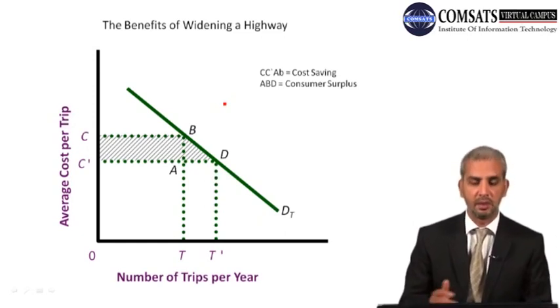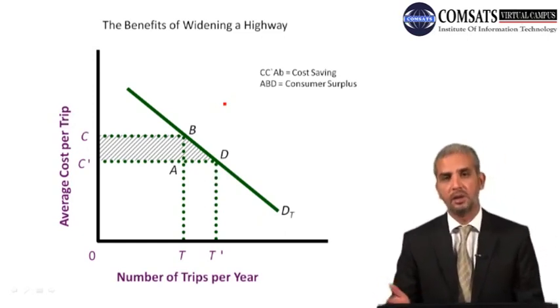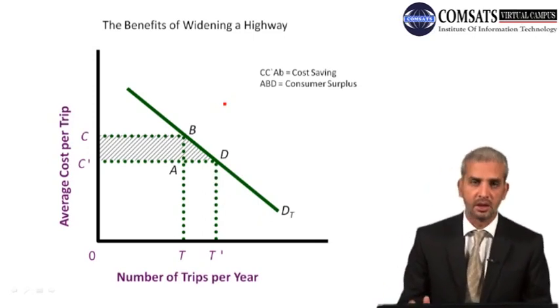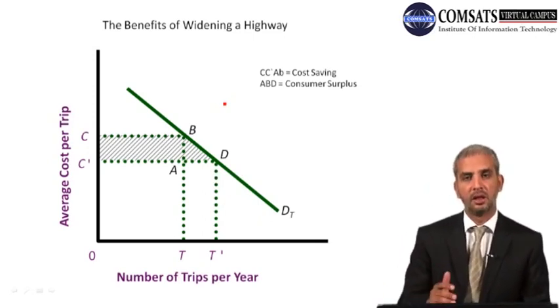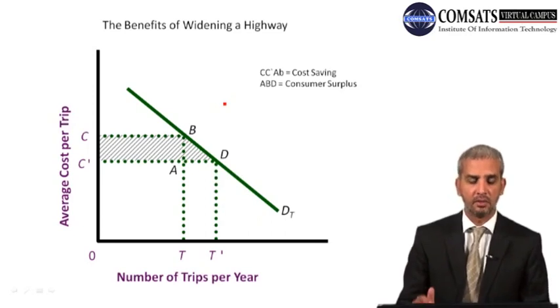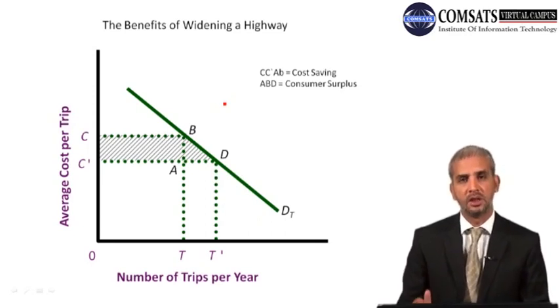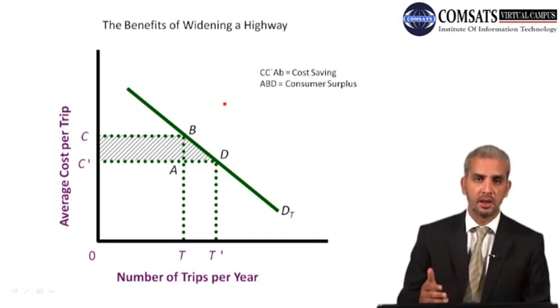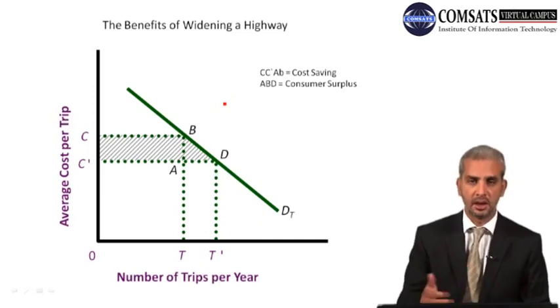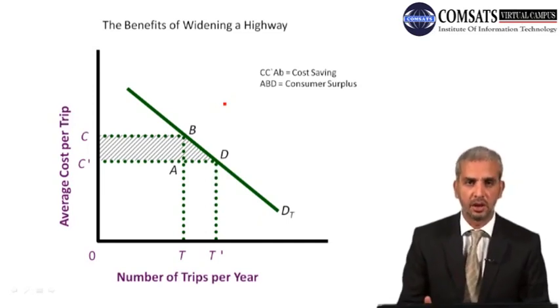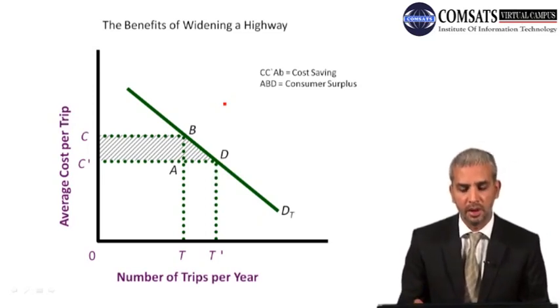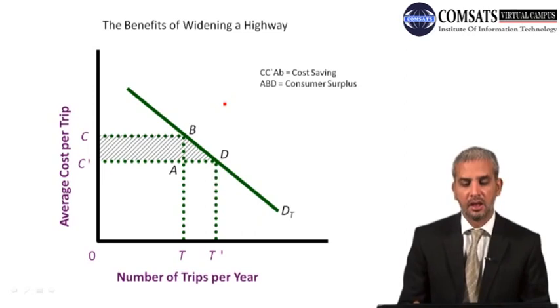Now with the expansion by adding more lanes, maybe 2 more lanes on that highway, that would reduce the cost of travel to C slash. And since demand is a function of average cost per trip, that would increase the number of trips, and the new equilibrium point would be T slash.